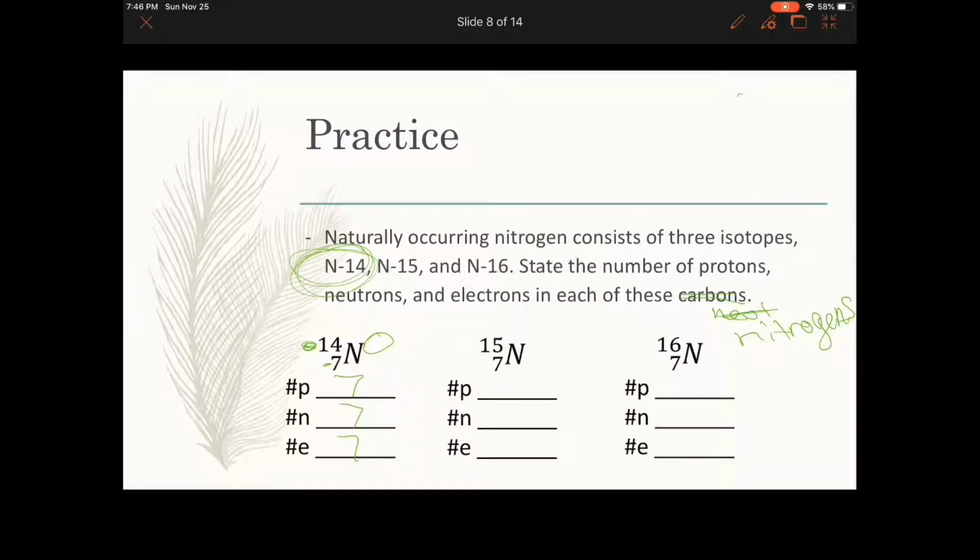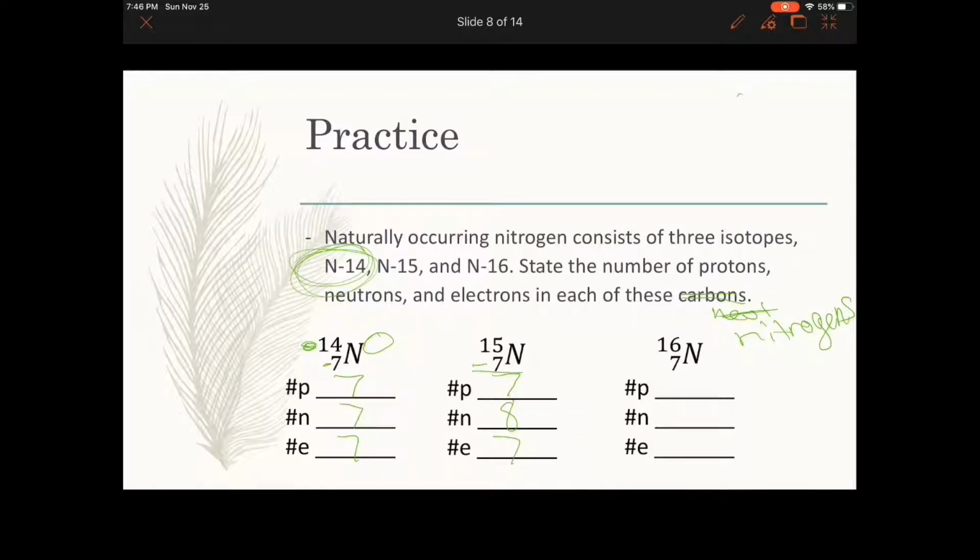Okay, there's no charge indication here, so that means it's a neutral atom, so then we know that there are 7 electrons. All right, and now we're going to take the mass number, subtract the atomic number, and that's going to give us 7 for our number of neutrons. Let's do the next one. So, protons equal the atomic number, which is the same, no charge. So that means electrons equal protons, which is 7. And then now we need to figure out how many neutrons. Take 15 minus 7. So this gives you 8.